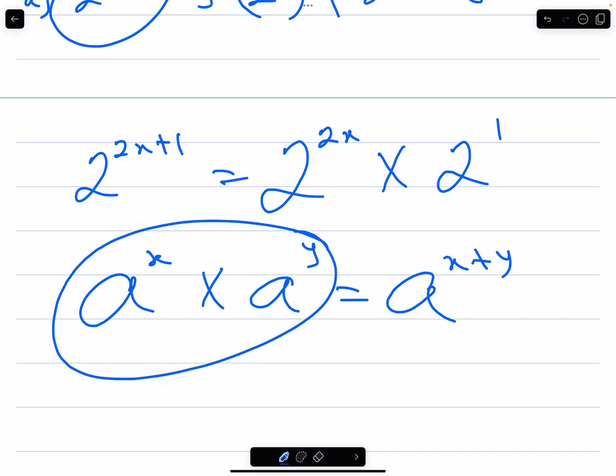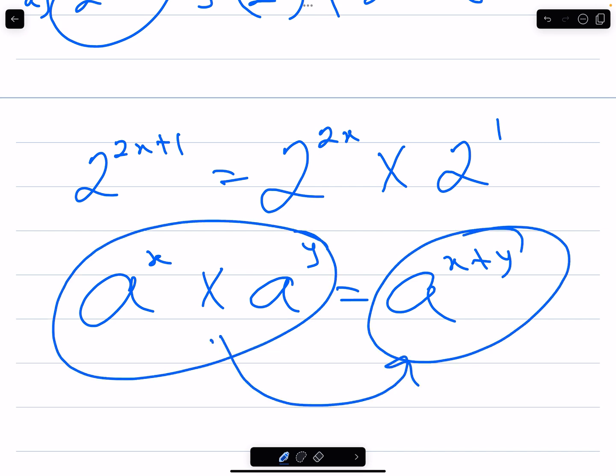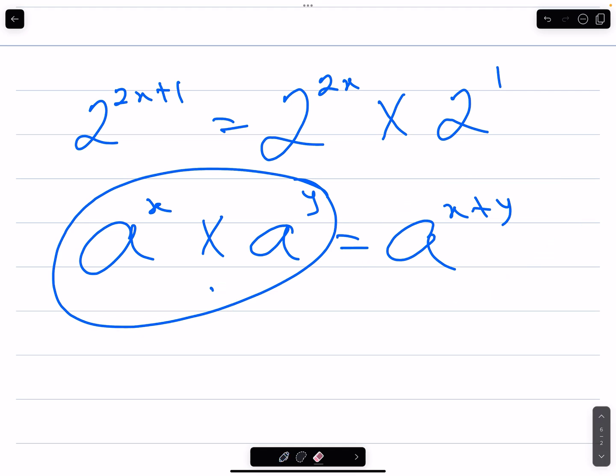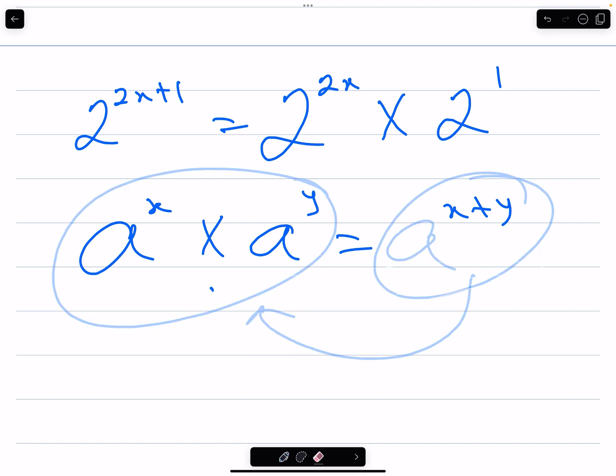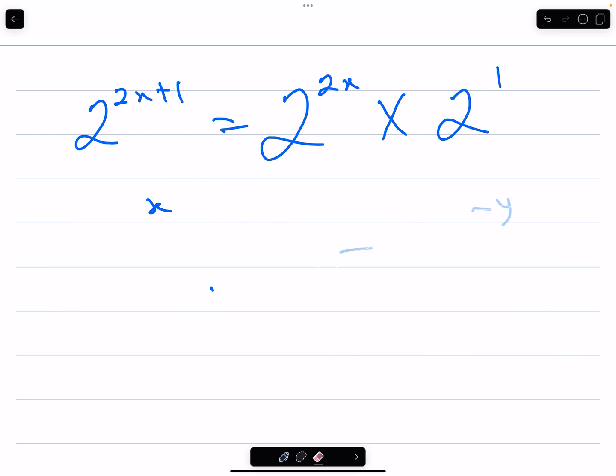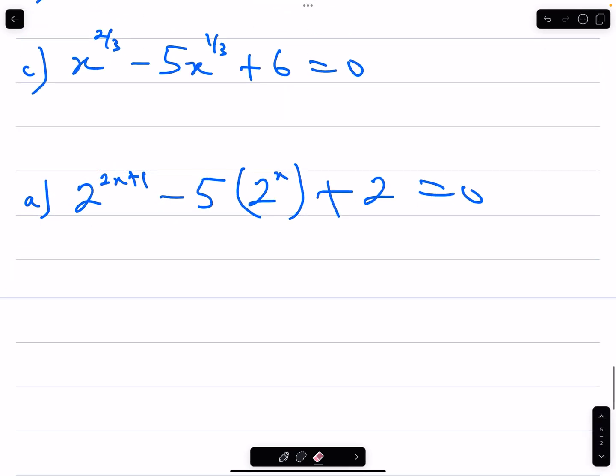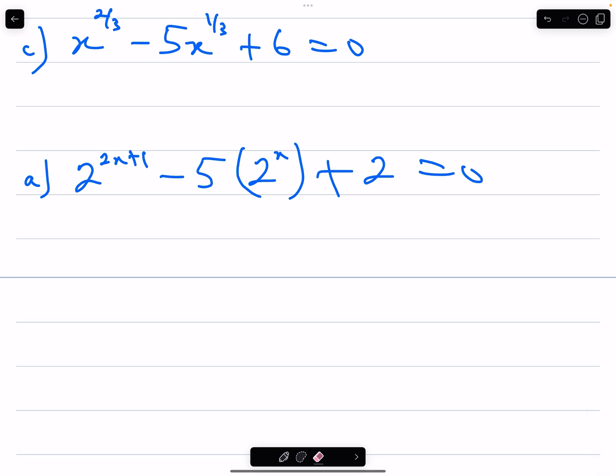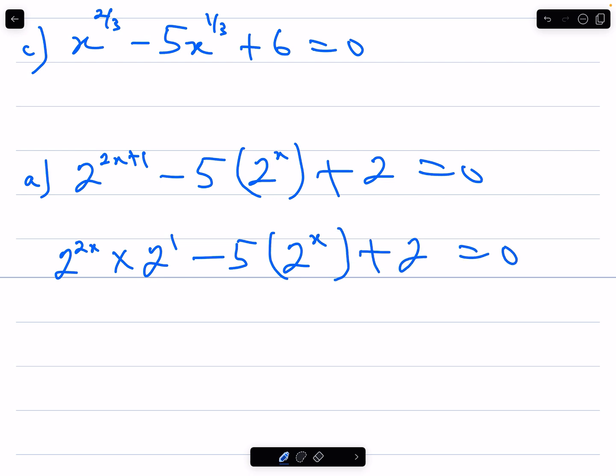If the left hand side is the same as the right hand side, then we can also say the right hand side is equal to the left hand side. So 2 raised to the power 2x plus 1 is the same as 2 raised to the power 2x times 2 raised to the power 1. That's applying the first law we wrote of indices. So that's the first thing we do: 2 raised to the power 2x times 2 raised to the power 1, minus 5 times 2 raised to the power x, plus 2 equals 0.